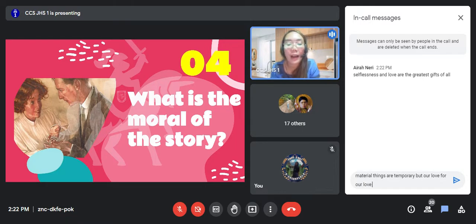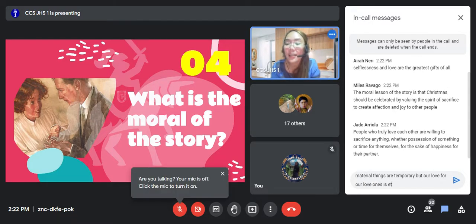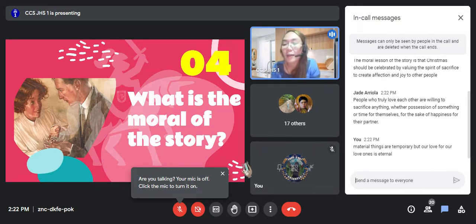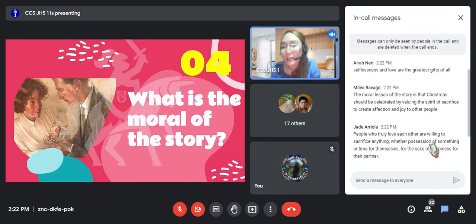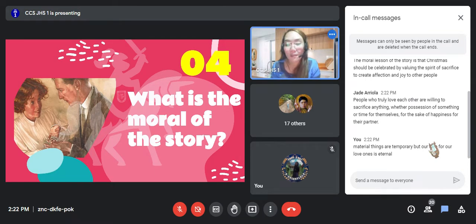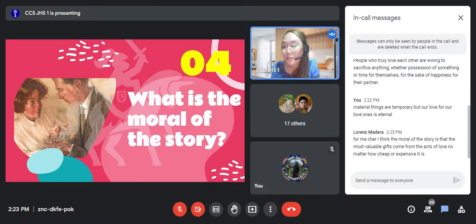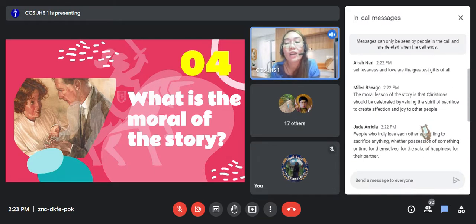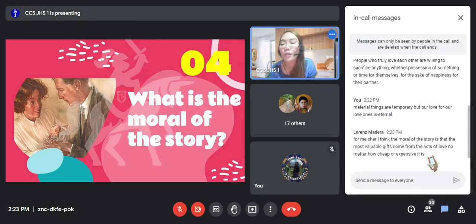Okay, so we now have one answer from Ira. Selflessness and love are the greatest gifts of all. From Miles, the moral of the story. Okay, it's redundant naman to say moral and then lesson. Moral is somehow a synonym of lesson. So the moral of the story is that Christmas should be celebrated by valuing the spirit of sacrifice to create affection and joy to other people.